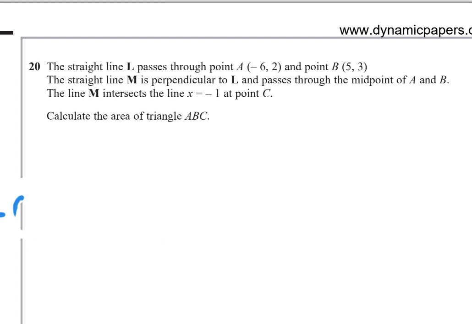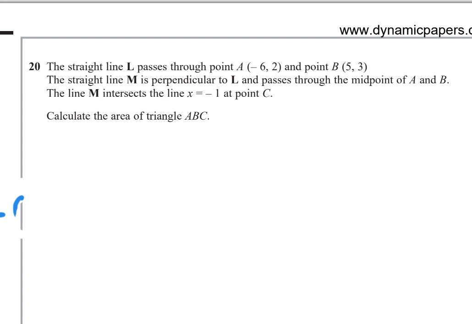Number 20. The straight line L passes through the point A (-6, 2) and the point B (5, 3). The straight line M is perpendicular to L and passes through the midpoint of A and B. The line M intersects the line x equals -1 at the point C. Calculate the area of triangle ABC.